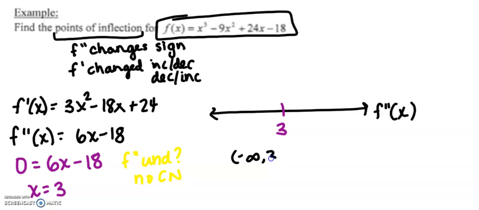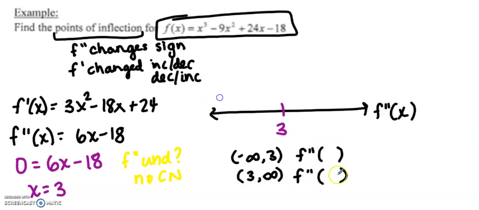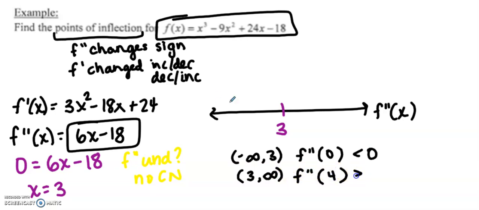Negative infinity to 3 and 3 to infinity are my two intervals. But now I'm using the second derivative because I want to know about the second derivative being positive or negative. Well, a number between negative infinity and 3, I'm going to choose 0. That seems nice and easy. I'm going to sub into the second derivative. That's going to come back negative. F double prime of, I'll choose 4. 6 times 4 is 24 minus 18 gets me a positive number.